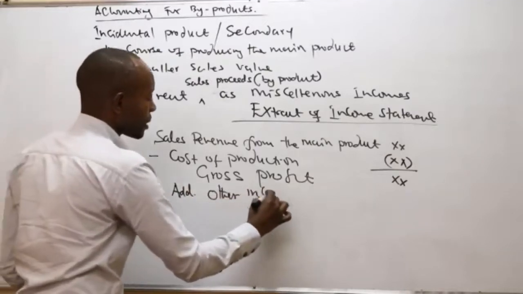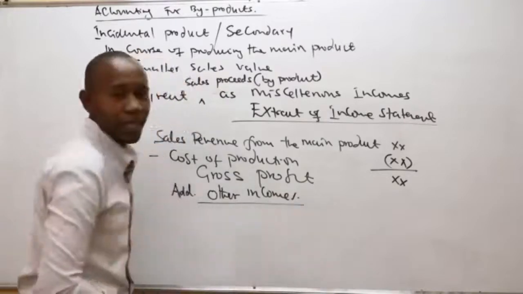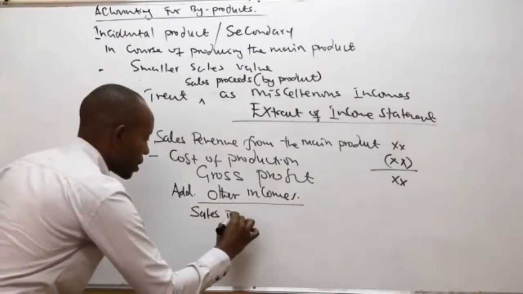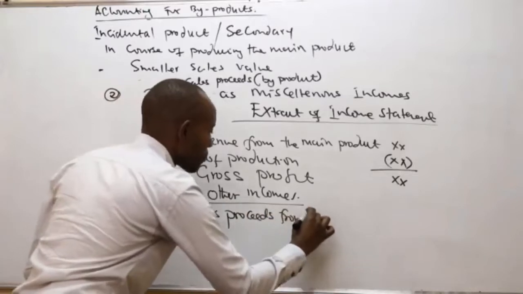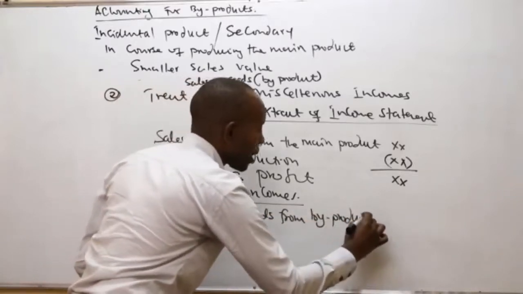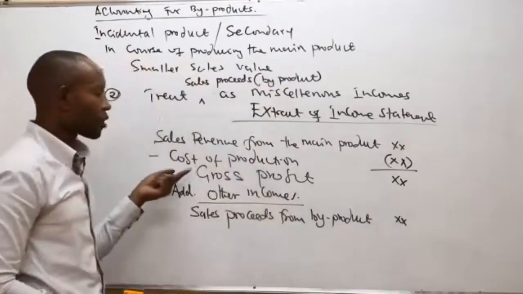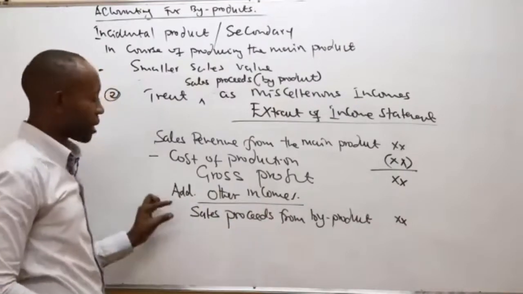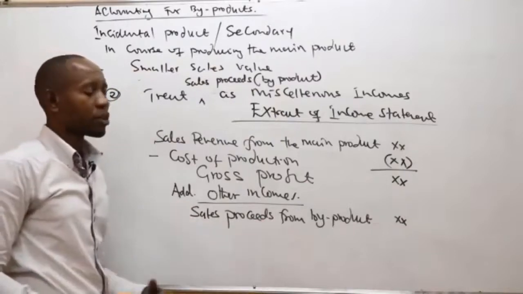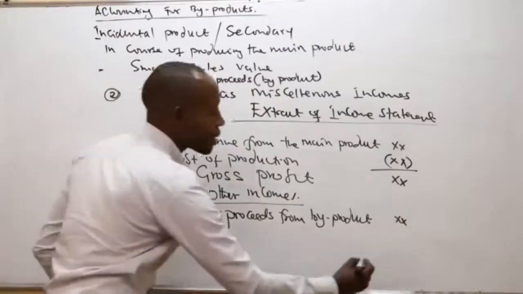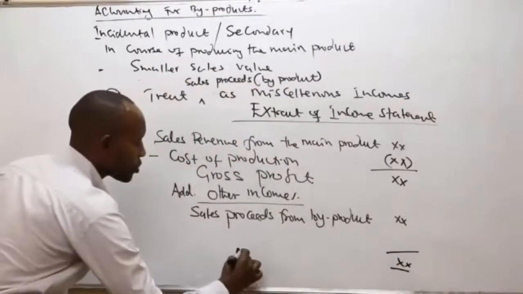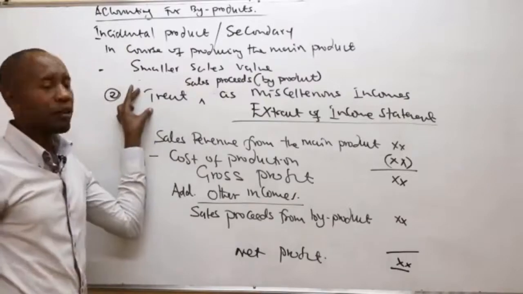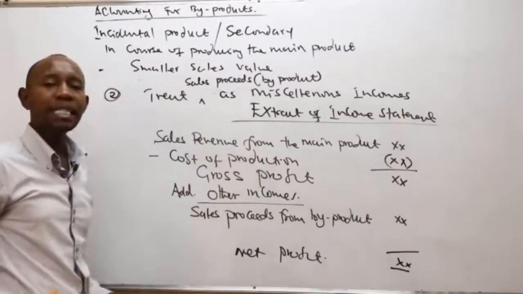And this is what you do in financial accounting. So one of the other incomes here will now be sales proceeds from byproduct. So I say sales proceeds from the byproduct, and I add it there. So I have gross profit and I have other incomes. I may not present them all, but I'm saying one of the other incomes will be the sales proceeds from the byproduct. Then you will subtract the expenses, and finally you will be able to get your net profit. So you can use the sales proceeds of the byproduct and treat that as a miscellaneous income.